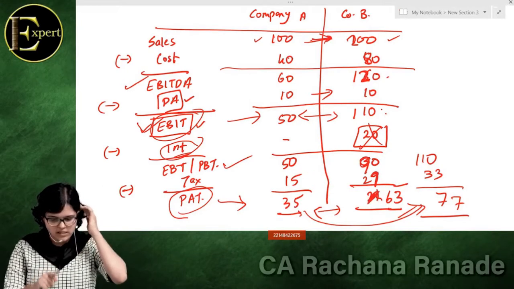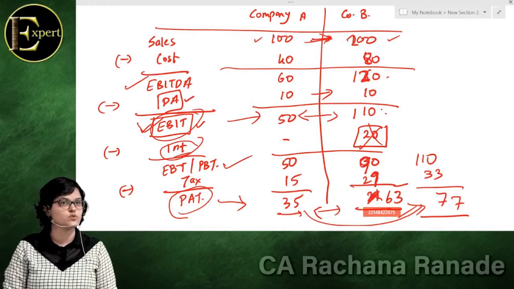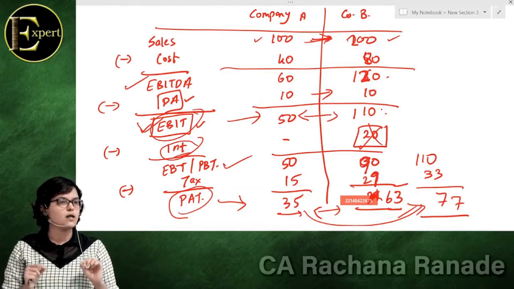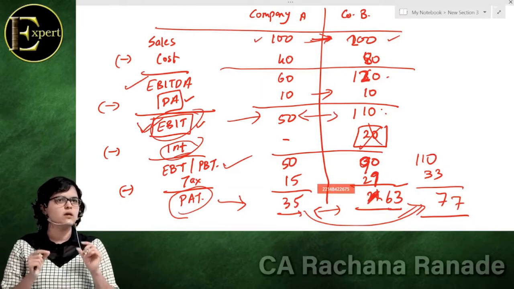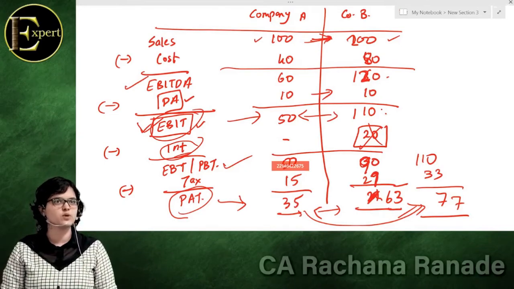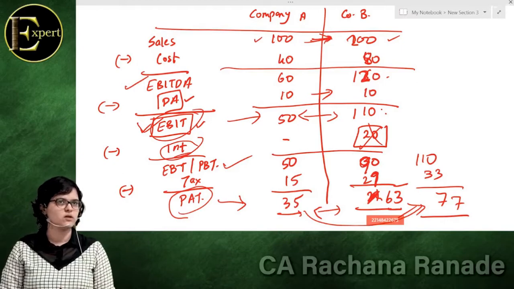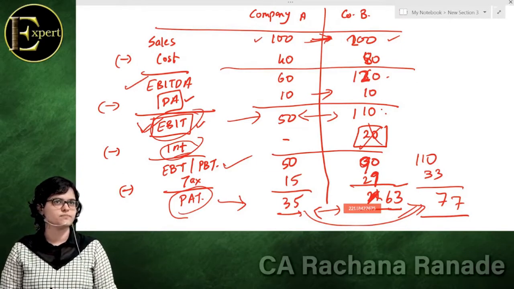Okay, so with this format, we are going to talk about a very, very, very important ratio today, which is known as ROCE. What is ROCE? Return on capital employed. If you can repeat this, what is ROCE? Return on capital employed. So if you can just write down ROCE.